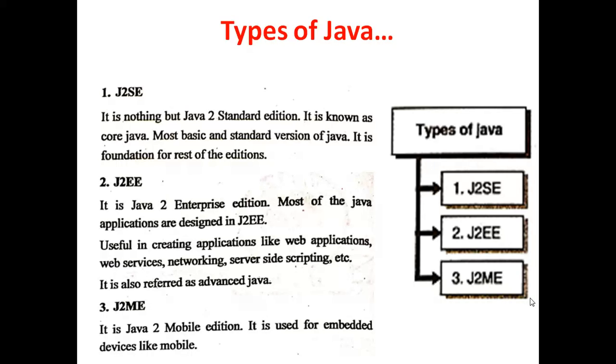J2EE is Java 2 Enterprise Edition. Most of the Java applications are designed in J2EE, useful in creating applications like web applications, web services, networking, server side scripting, etc. Then we'll see the last type, that is J2ME. It is Java 2 Mobile Edition. It is used for embedded devices like mobile. Many games and applications are designed using J2ME.